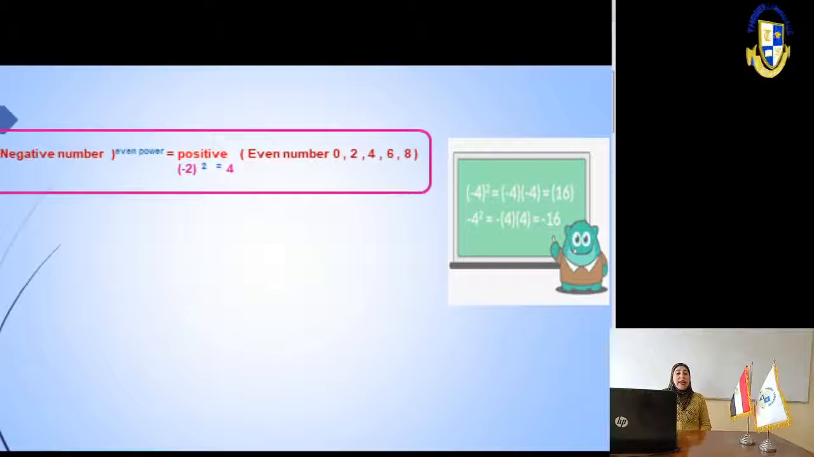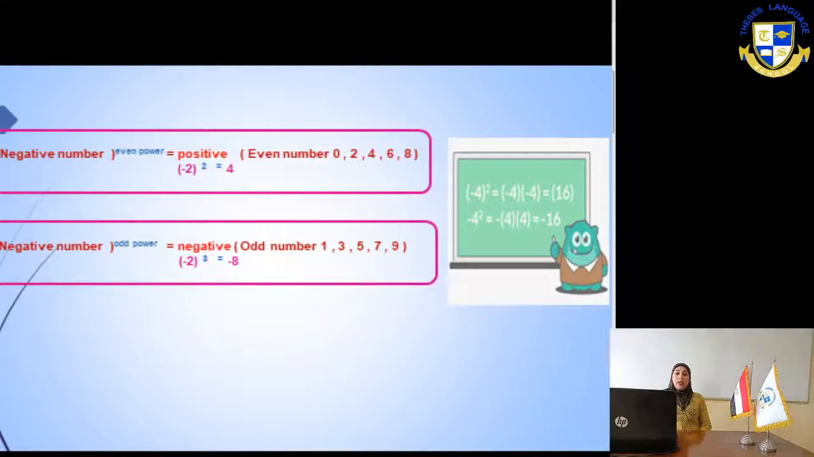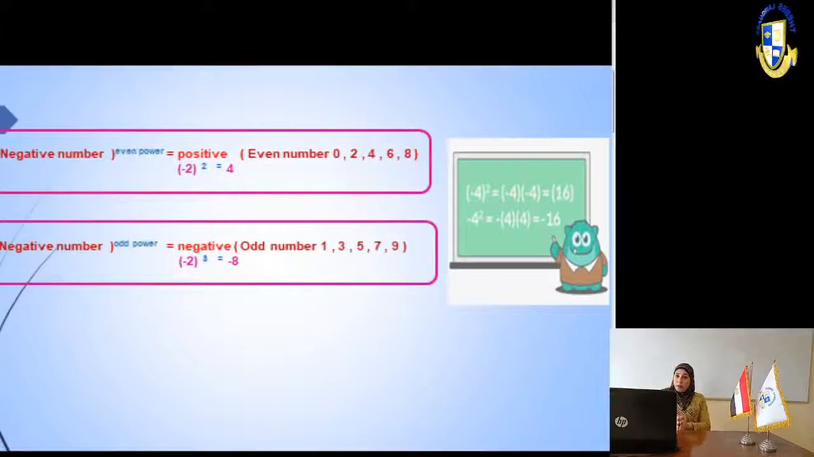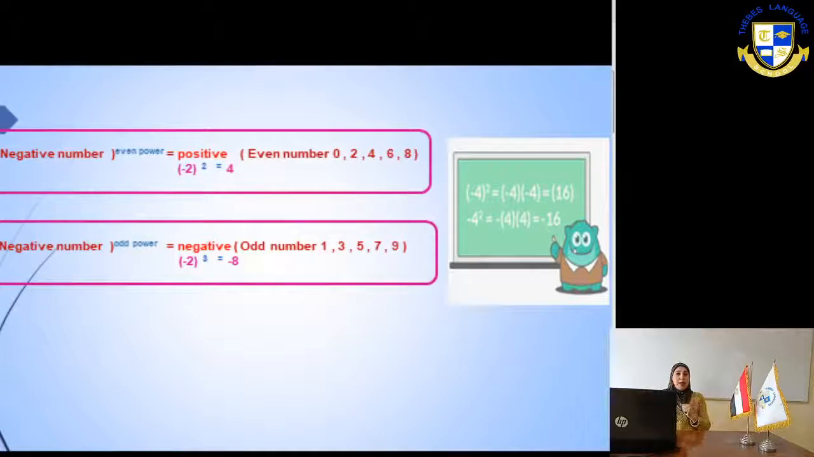Another property: negative numbers up to an odd power. The answer must be negative. For example, negative 2 up to the power 3 equals negative 8. Why? It's negative 2 multiplied by negative 2 multiplied by negative 2. Negative by negative equals positive, and after that, positive by negative equals negative. So the answer must be negative 8. And you remember, of course, the odd numbers are 1, 3, 5, 7, 9, and so on, which are not multiples of 2.